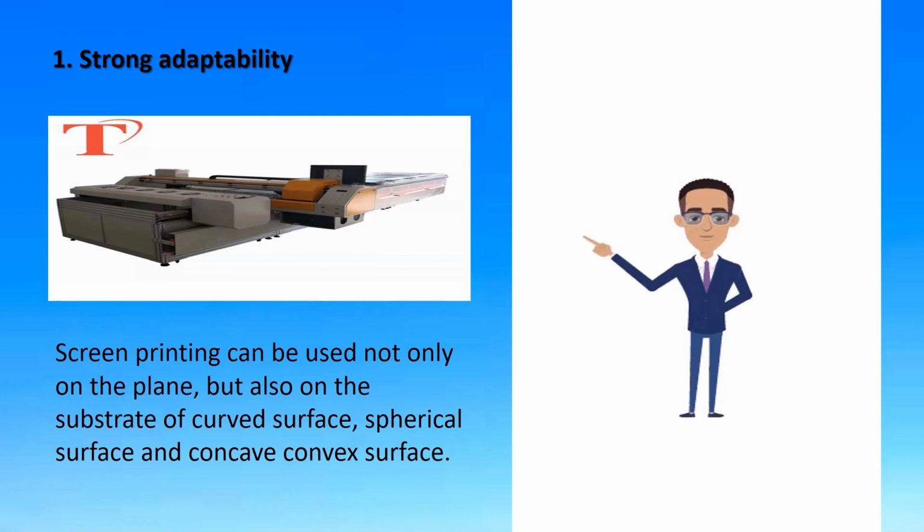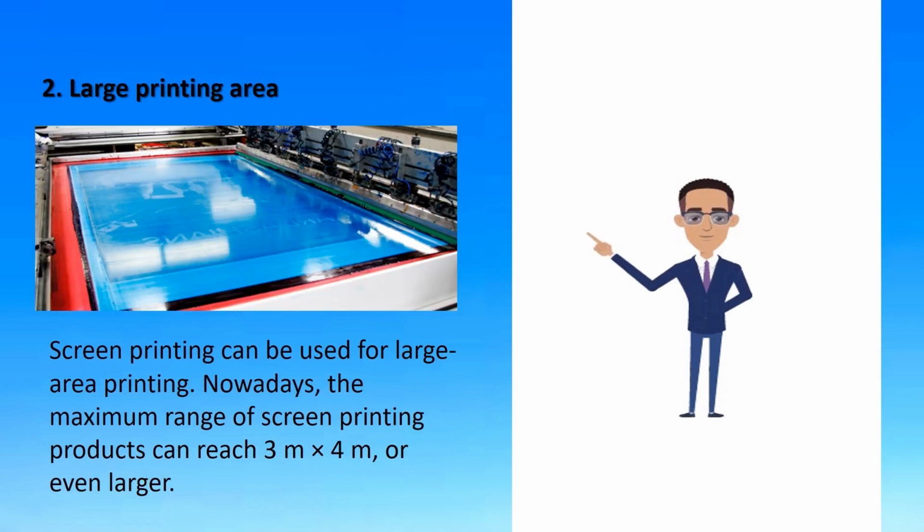First, it has strong adaptability. Screen printing can be used not only on a plane but also on substrates with curved, spherical, and convex surfaces. Second is large printing area. Screen printing can be used for large area printing. Nowadays, the maximum range of screen printing products can reach 3 meters by 4 meters or even larger.